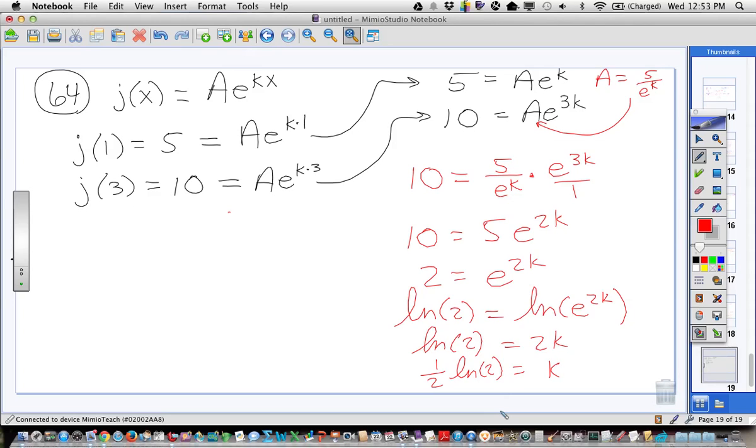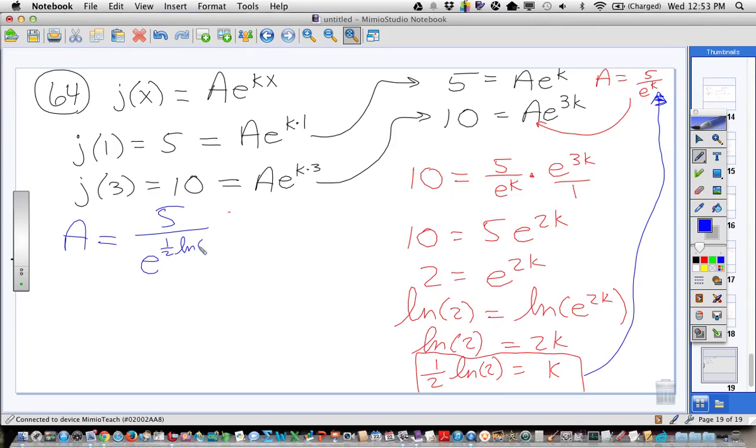So there is k right there, which is one of the things you were supposed to find. Now, how do we find A? How about this one right up here? Let's go right back up to that guy right there, and let's put that back into that equation right there. Okay? So we get A equals 5 over e to the 1/2 ln 2. Okay, now here's where we got to talk about how you would leave this.